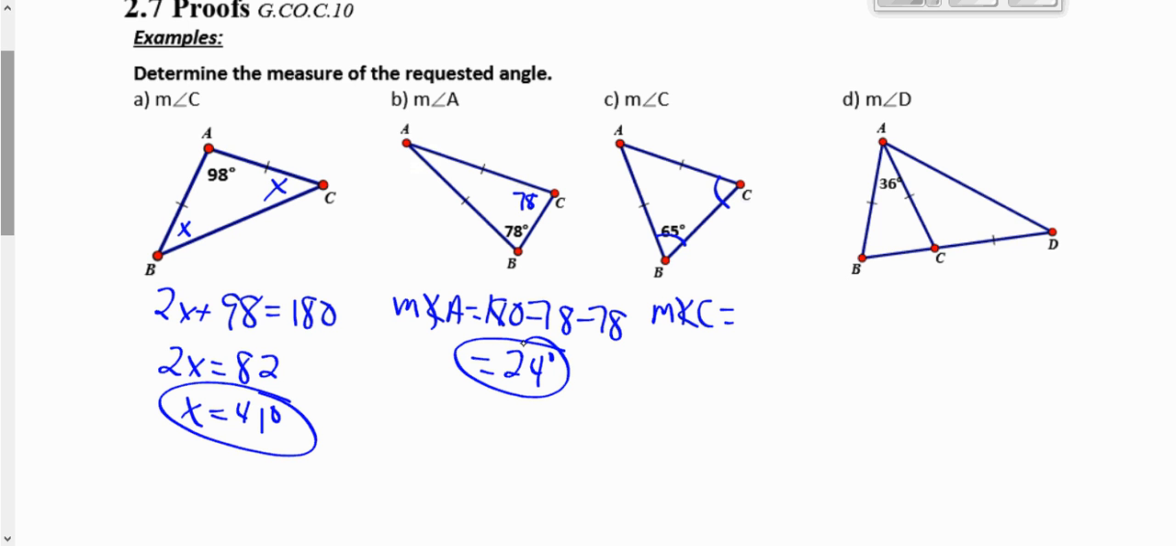Okay, over here. What's the measure of angle C? 57.5. 65. It's isosceles, so the base angles are congruent. How did you get 24? 180 minus 78 minus 78. No, 180 minus 78 is 102, and 102 divided by 2 is 51. Why are you dividing by 2? Just subtract the other 78. She's mixing it up.